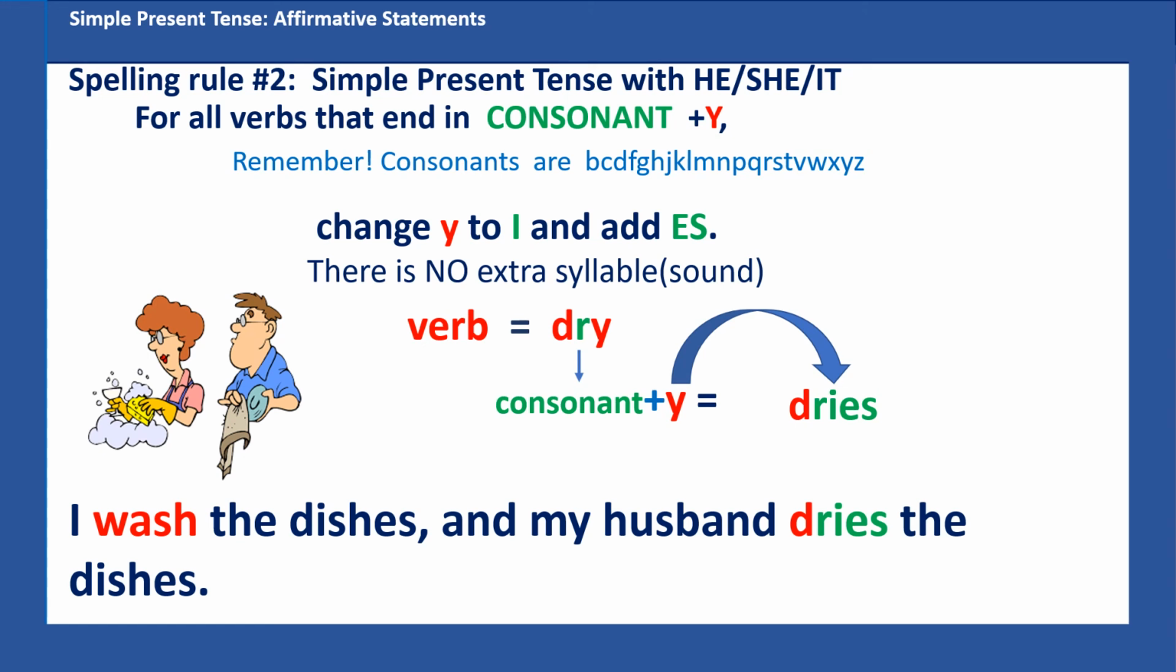Now look at the next verb, dries. Do we have an S? Yes. Why? Because the subject is husband. Now look at the spelling. Do we have S, ES, or IES? We have IES because the last two letters were consonant and a Y.